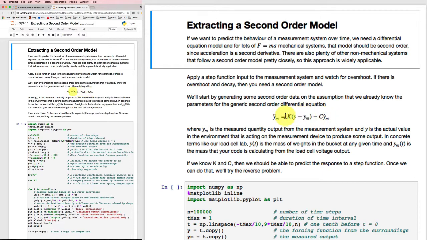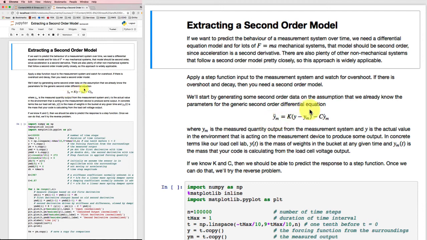This is the kind of equation you'd work with in your ordinary differential equations course. So it's got a stiffness coefficient and a damping coefficient that relate to the second derivative of whatever the measured value ym is and relate it back to the input value y. So we'd like to be able to use this kind of model to extract information about performance from a step function input to one of our devices.